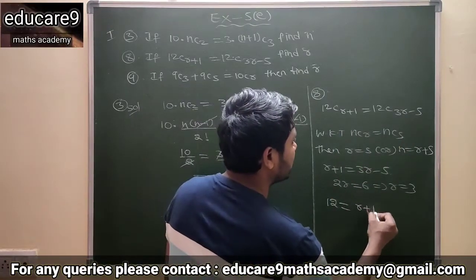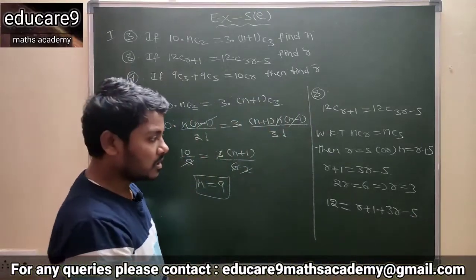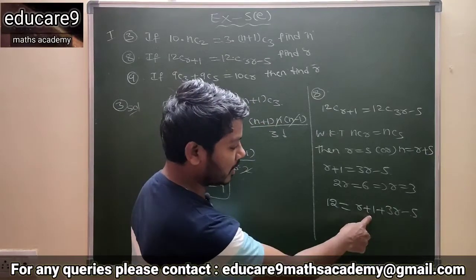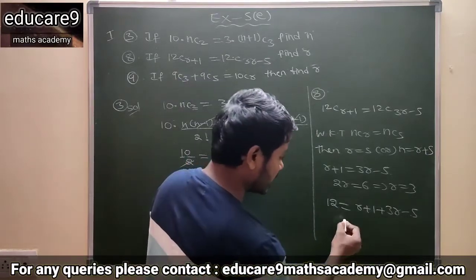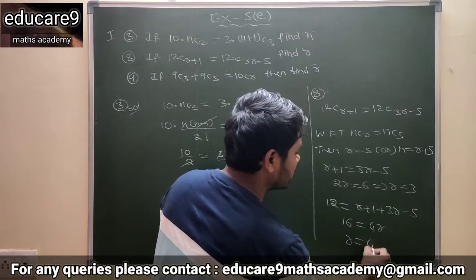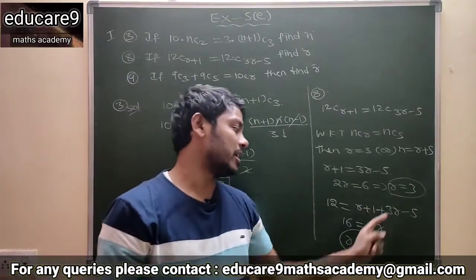That is (r+1) plus (3r-5). Okay. So clear, this is 12 minus 1, we will get 11 plus 5, 16 is equal to 4r. So r is equal to 4. So therefore r values are either 3 or 4.